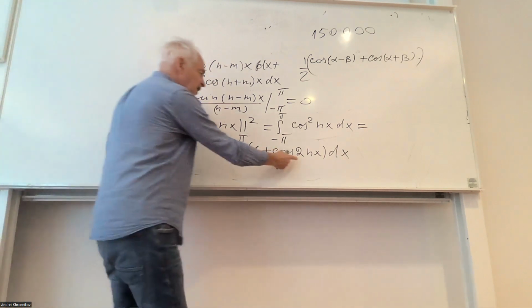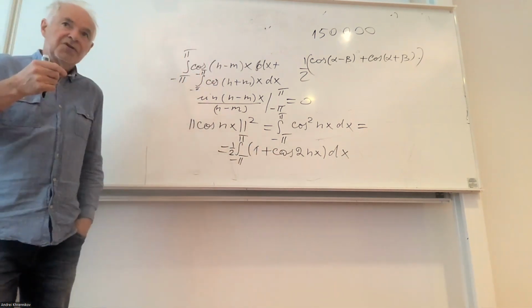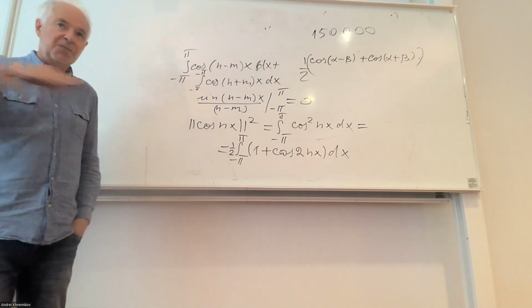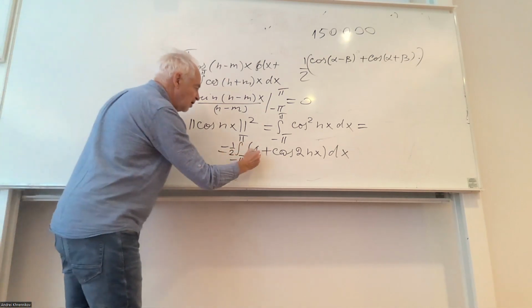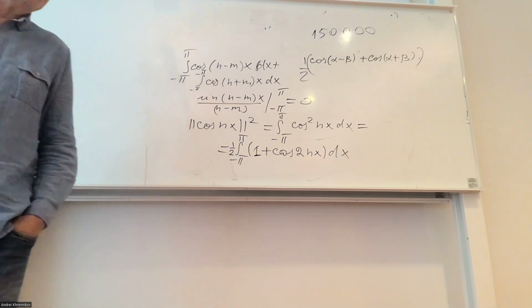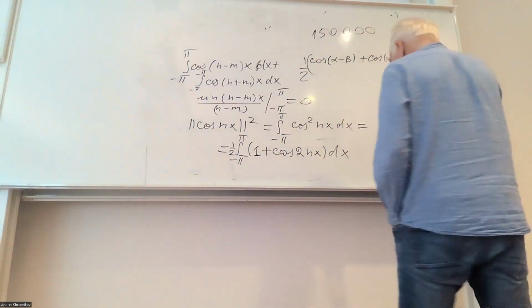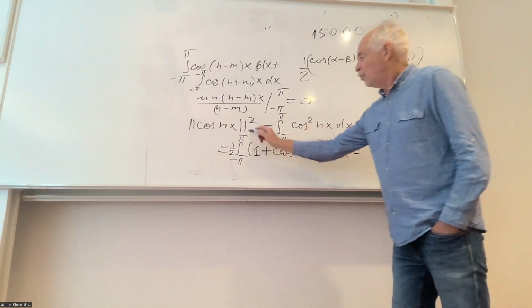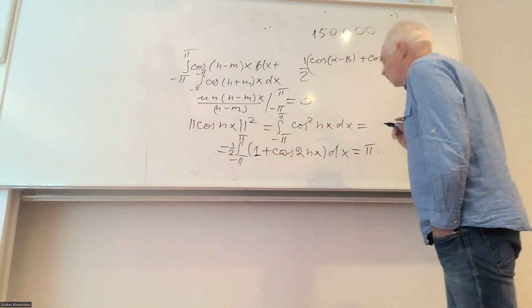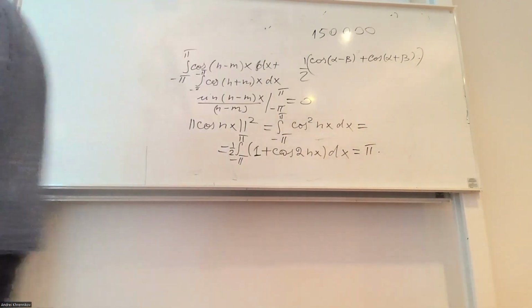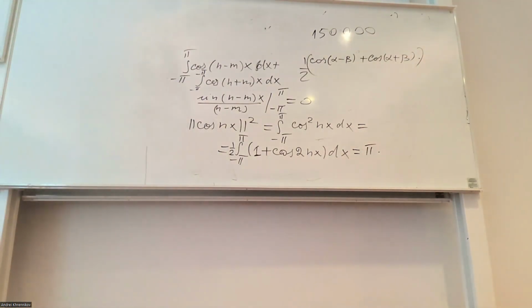If you integrate cosine, it's again sine, and if you put in pi, it disappears. So the only term that gives us a number is 1. So it would be 2 pi divided by 2, it would be pi. So the norm of cosine squared is pi.